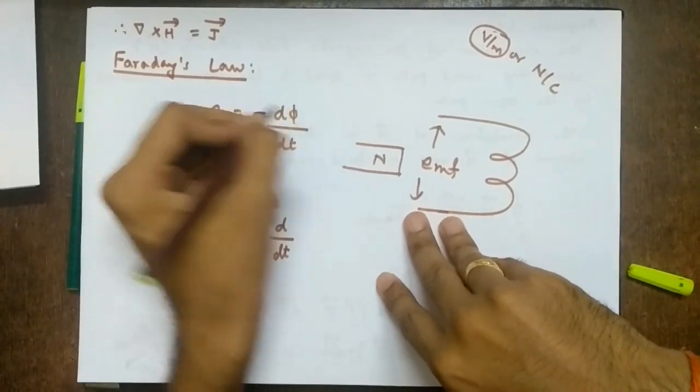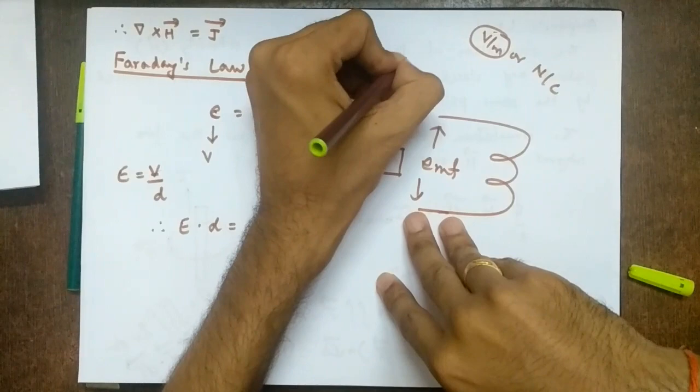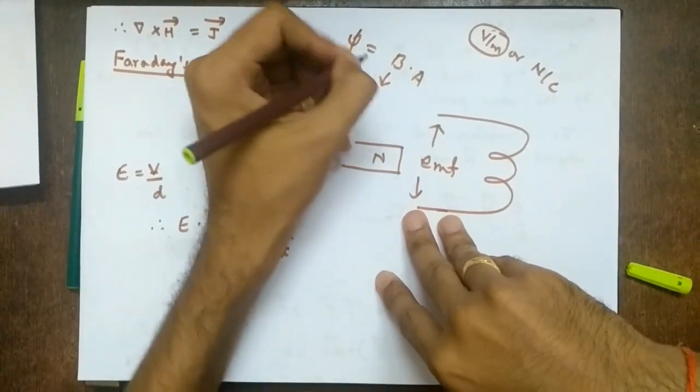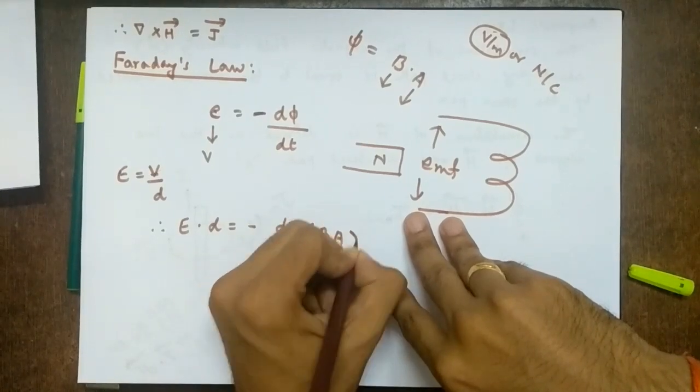Now what is phi? Phi is magnetic flux. So it is given as what? B into A, where B is the magnetic flux density, A is the area. So minus d by dt of BA.